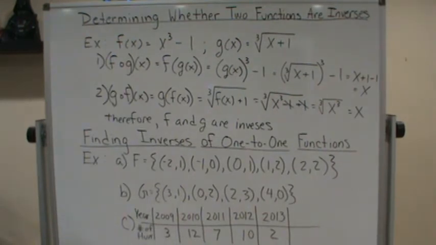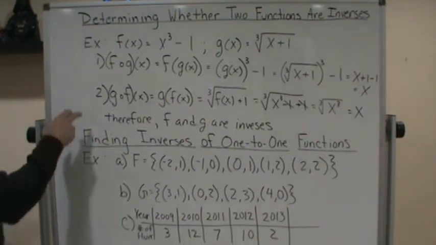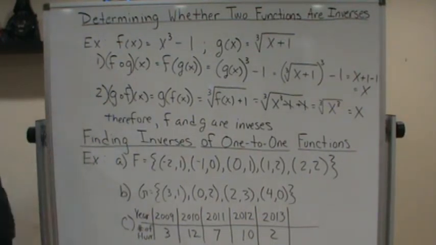And we're done. And so that's how you determine whether two functions are inverse functions or not. You have to do it both ways. It has to work out both ways. If one or the other doesn't work, then they're not inverse functions of each other.